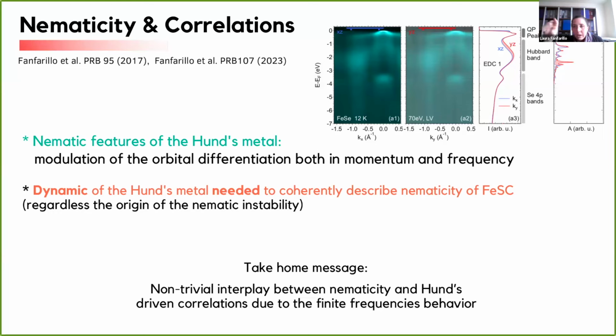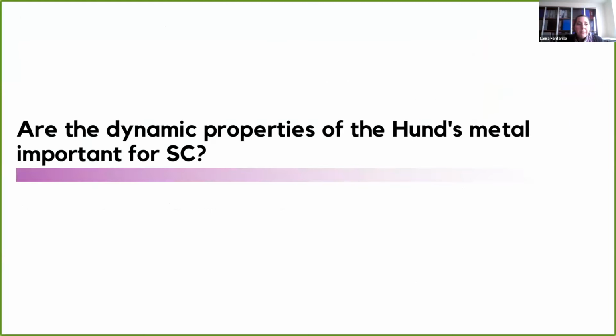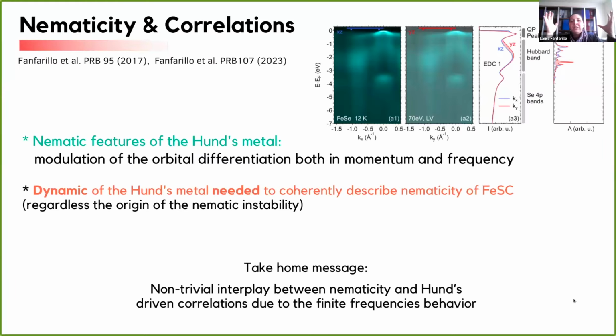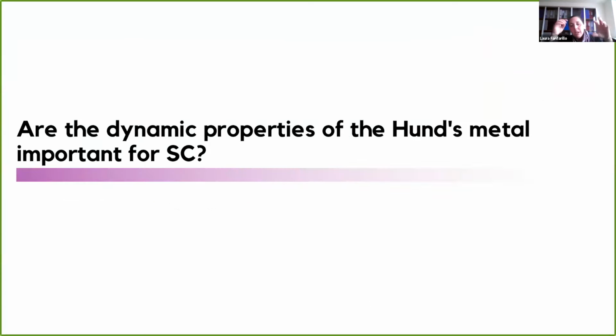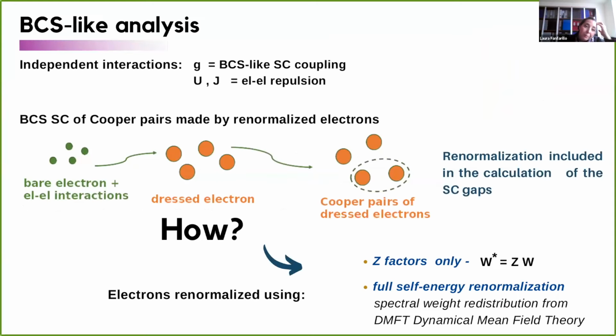In the last four, five minutes, I just want to address, this is the picture for the nematic order. So a question can be: is the dynamics of the Hund's metal also important for the superconducting phase? This is a less rigorous analysis. It's a very toy approach, but I'm happy to share this view.